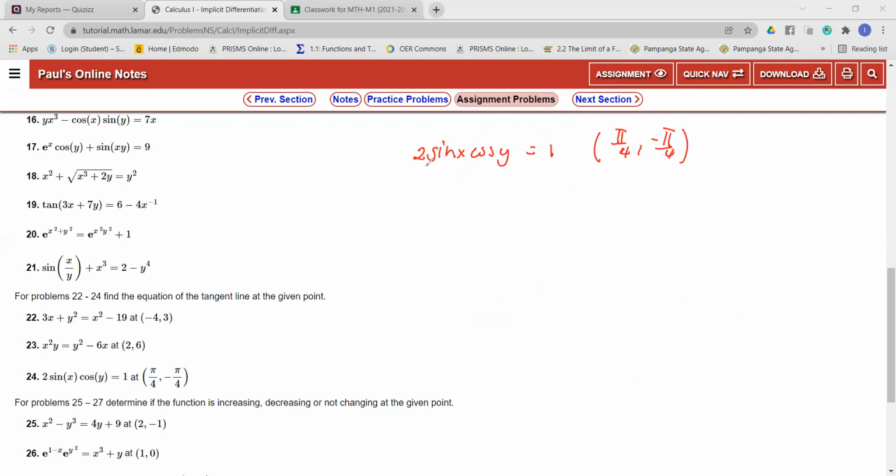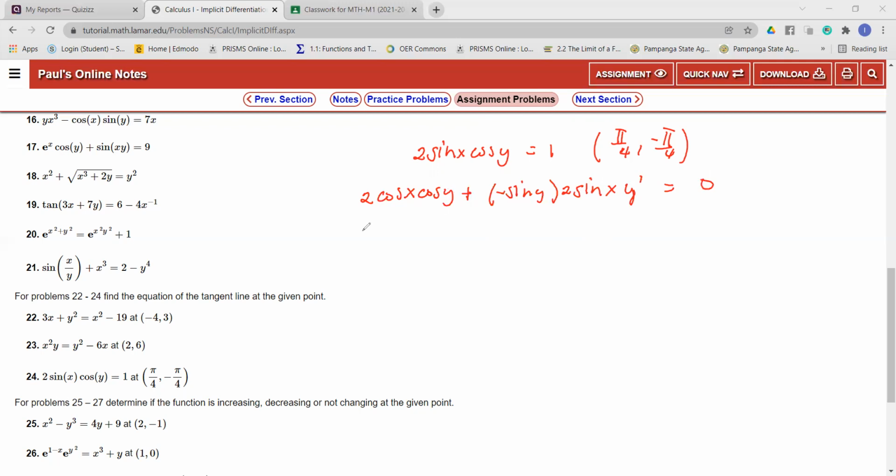Okay. So, derivative of the product. Pwede yung 2 ko nakahiwalay muna kung gusto natin, pero pwede naman nakasama na siya sa sine x. So, derivative of sine x ay cosine x. So, again, product, no? Derivative of the first times the second. So, 2 cosine x cosine y plus derivative of the second. So, that is negative sine y times 2 sine x, y prime. Equals 0. Kasi 1 yun.